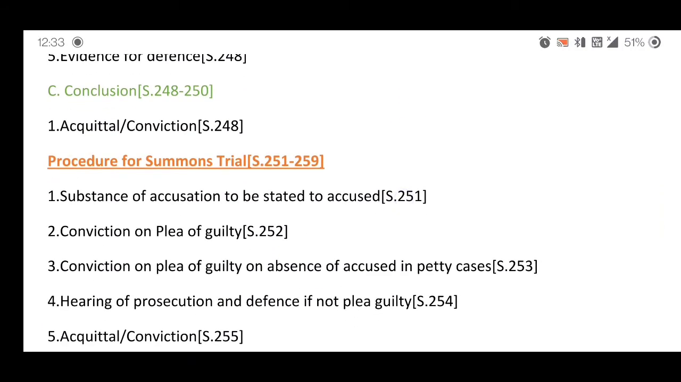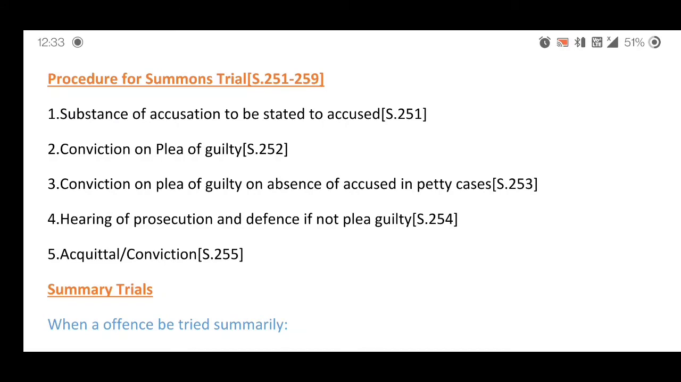The final head is conclusion. For both police report and other than police report, after following the procedures, there will be the third head, the conclusion head. Under this, the judgment will be pronounced ordering acquittal or conviction of the accused.